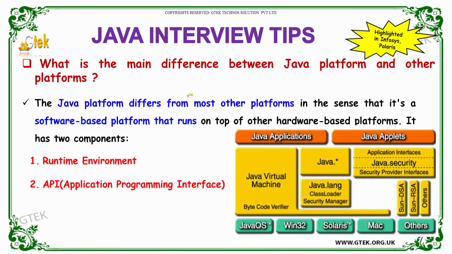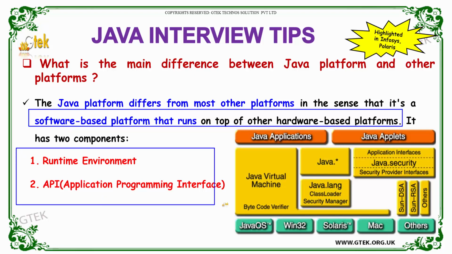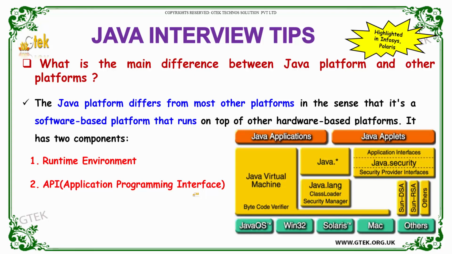Our next question is, what is the main difference between Java platform and other platforms? Java platform differs from most other platforms in the sense that it is a software-based platform that runs on top of other hardware-based platforms. It has two components: runtime environment and API, which is nothing but application programming interface. So this is a major difference between Java platform and other platforms. These types of questions are highlighted in interviews of Infosys and Polaris.